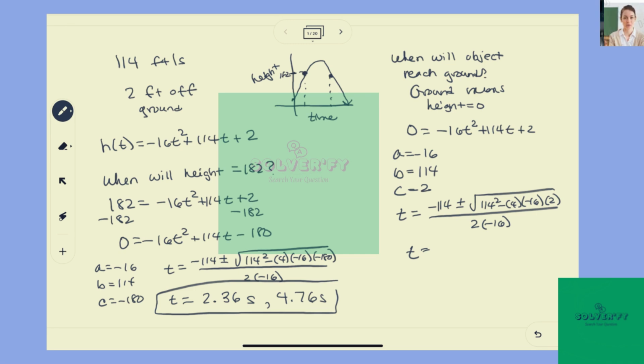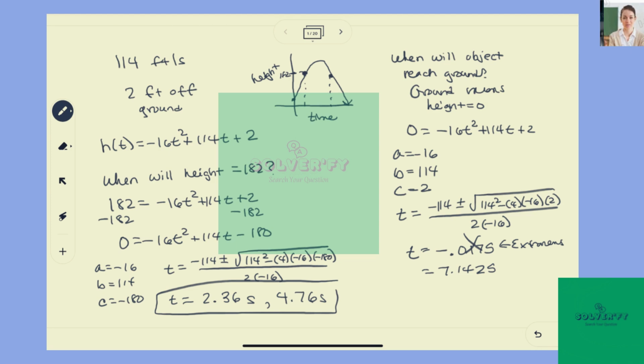Let's grab the calculator and figure out what that equals. Okay, so we're going to get negative 0.0175, and we're going to get 7.1425. Again, you might say, well, how do I have a negative time? You don't, and you can disregard that. That is extraneous. What's happening is your initial height is not the ground. Your initial height is 2.